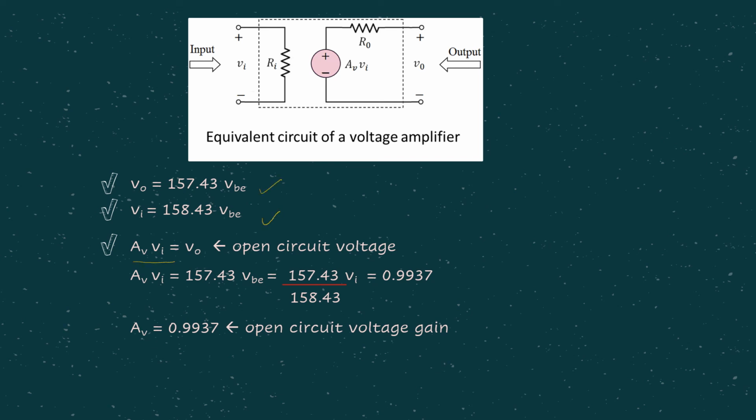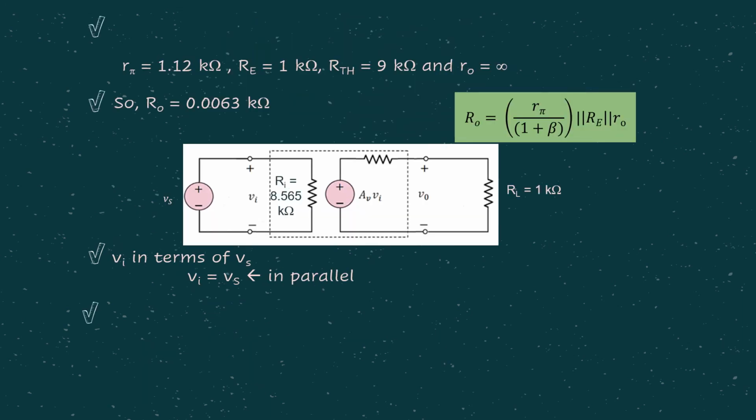So considering the equivalent circuit of voltage amplifier model, where we already have V0 in terms of VBE, and we already have VI in terms of VBE as well. So we have AVVI equals V0. So substitute V0, which is in terms of VBE, and this VBE, we substitute it with VI. Then substitute, leaving our AVVI in terms of VI, where we can cancel it out to find for the open circuit voltage gain.